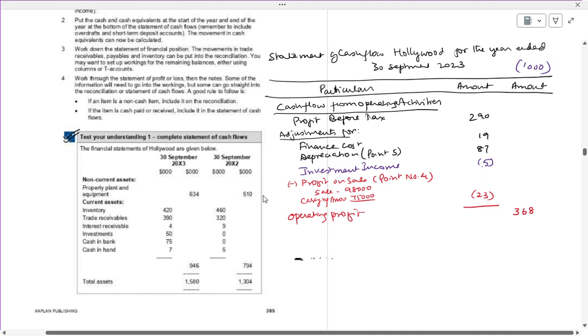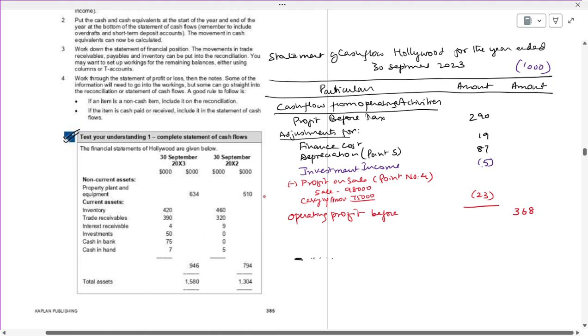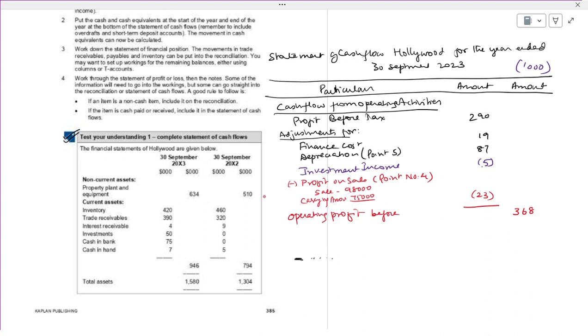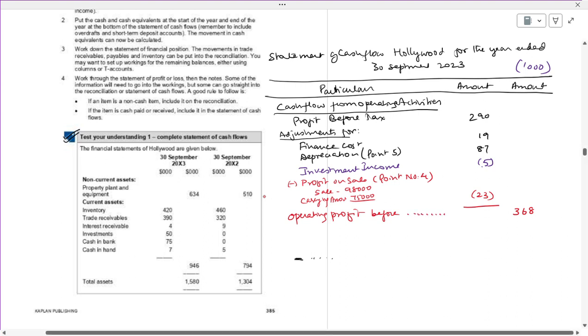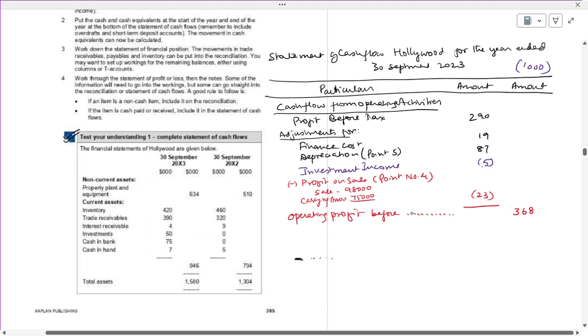Operating profit before tax. Even if we don't write it, nothing will happen. We have to change the working capital, or we have to change the current assets and current liabilities. We have to take that. Just keep it like this. Okay, I will write something. Don't worry.